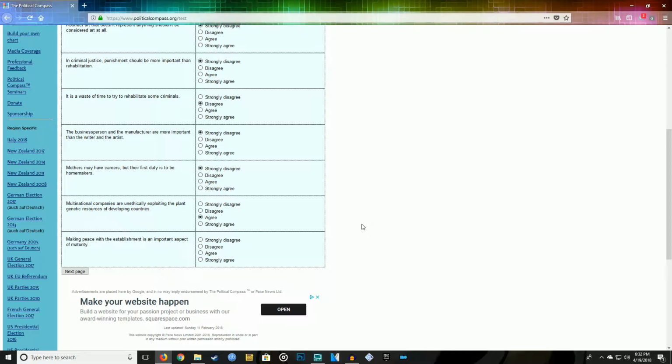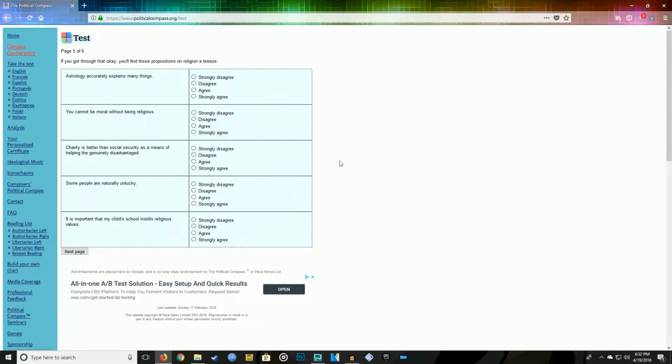Making peace with the establishment is an important aspect of maturity. Disagree. Why do you have to make peace with the establishment? Fuck the establishment. You know, if they're wrong, then they're wrong. You shouldn't have to make peace with them just to be mature. And that's not a sign of that either. Page 5 of 6, a short page. Okay. Astrology accurately explains many things.